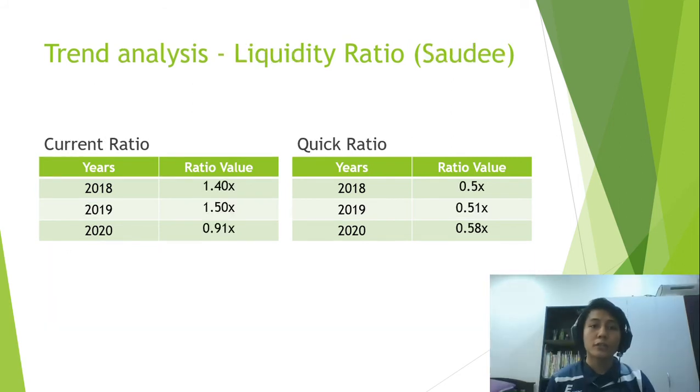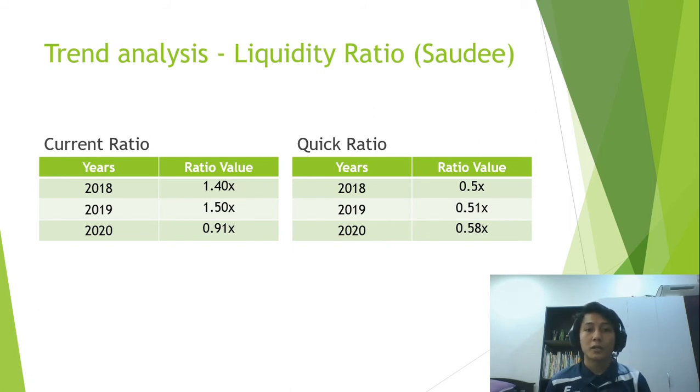Now, I will continue with the trend analysis for Saudee Group Berhad. I will start with liquidity ratio. As we can see on the table, Saudee Group Berhad's current ratio for all three consecutive years show good ratio performance. Although there was a decrease of current ratio in 2020, the company still managed to fulfill their current obligation with their available current asset.